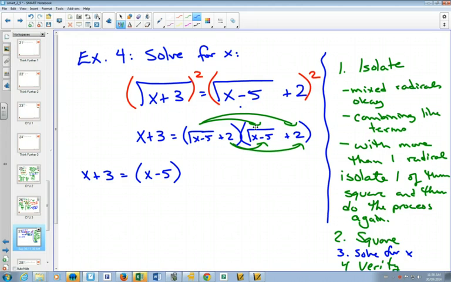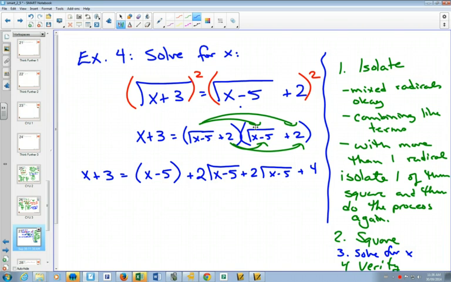So the first ones, root x minus 5 times root x minus 5, the square roots will cancel out. Then I have root x minus 5 times 2, which, multiplying radicals, you'd multiply the coefficients and multiply the radicals, will just leave me with 2 root x minus 5. I have another 2 root x minus 5, and then plus 4. Got a little messy, right? Too messy.